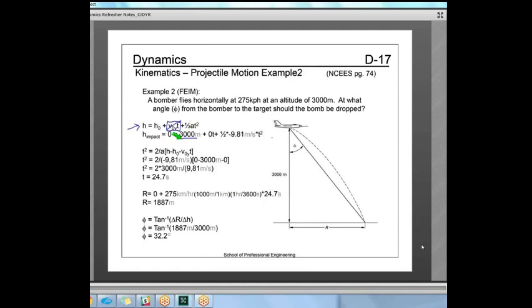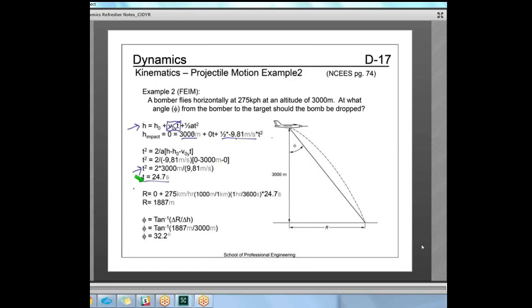So you've got 3,000 meters minus 1/2 AT, or plus 1/2 AT squared, where the A is negative. And those are the only two numbers you have to compare. So no quadratic formula needed. You can directly solve for T by taking the square root of the T squared. So it turns out to be 24.7 seconds.